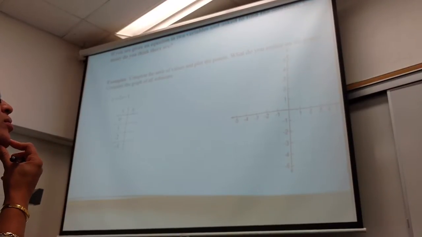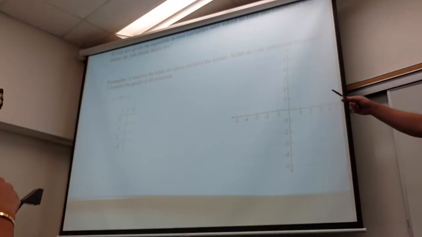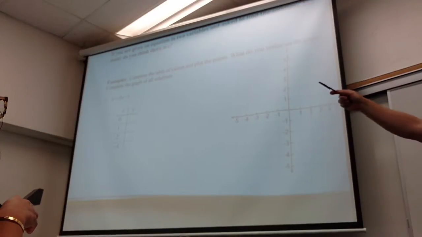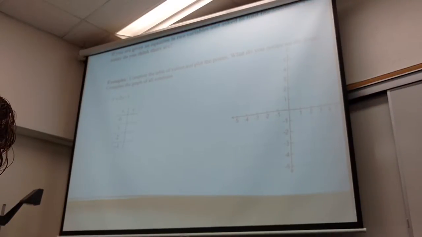All right. So when I have an equation like y equals 2x minus 1, that's the relationship between x and y. Whatever, if I change x, y is going to change by a certain amount, right?